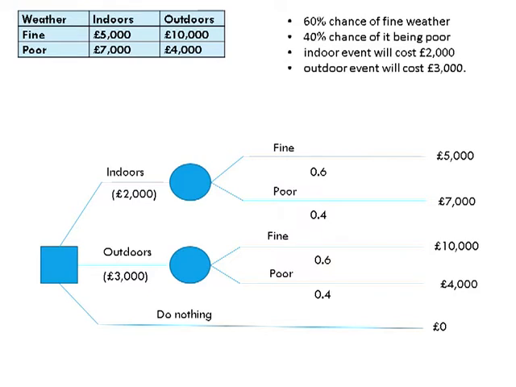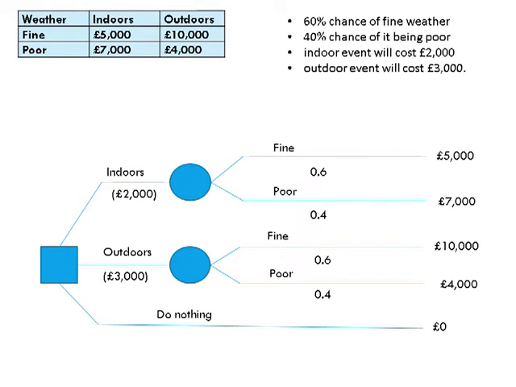Under each chance event, we write the probability of it happening, and we write that as a decimal. So the chance of the weather being fine was 60%, as a decimal 0.6, and the chance of the weather being poor 40%, or a decimal 0.4. And these must always sum to 1. So 0.6 add 0.4 equals 1.